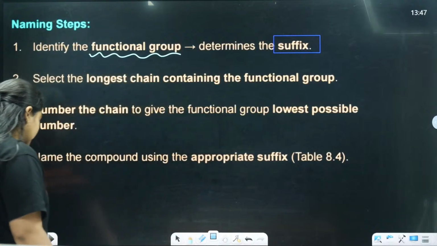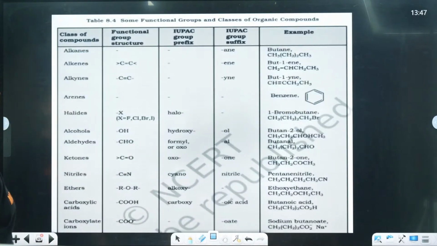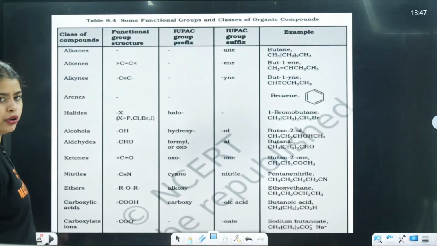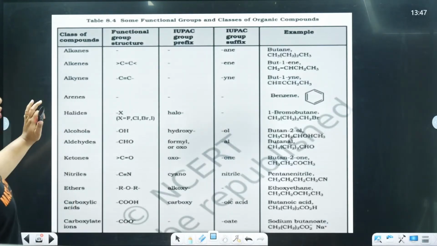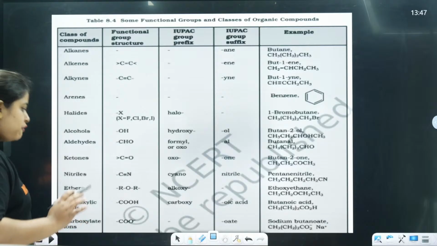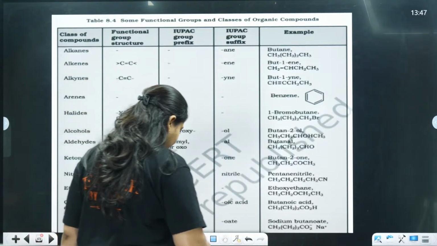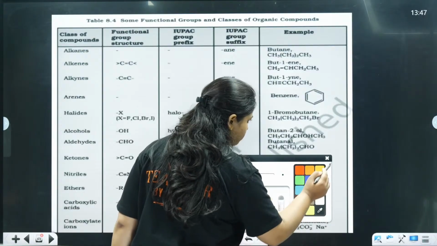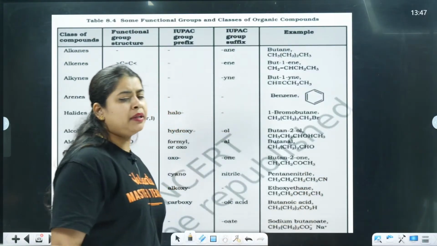Like the examples in table number 8.4. So here is table number 8.4. According to these examples, you are going to apply these rules and solve. This is there in your NCERT book itself. I am not taking it from anywhere else. I am explaining the same thing which you need to know.